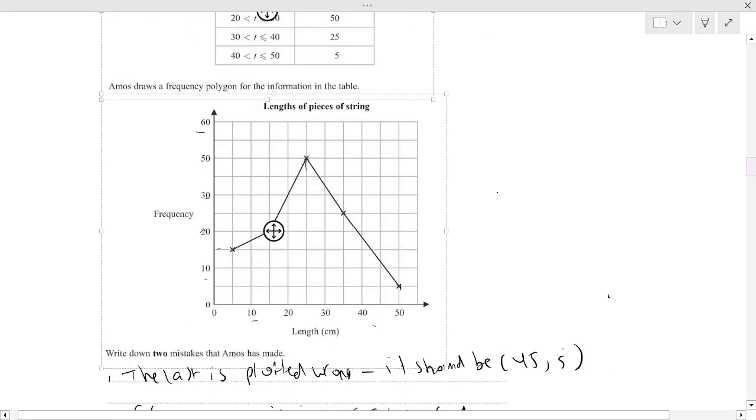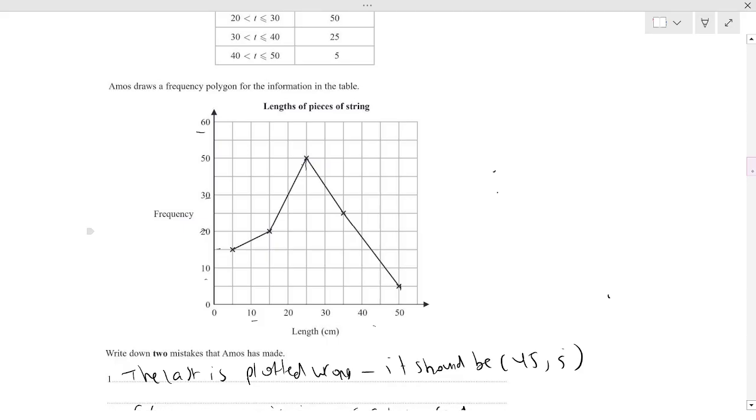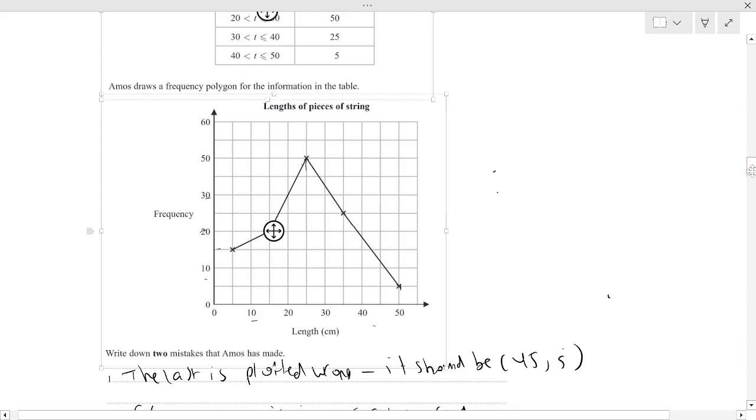Firstly, look at if all the points are plotted correctly. Then if that's fine, check the axis, right? And maybe there'd be like a missing number, like we just saw. Okay, cool.